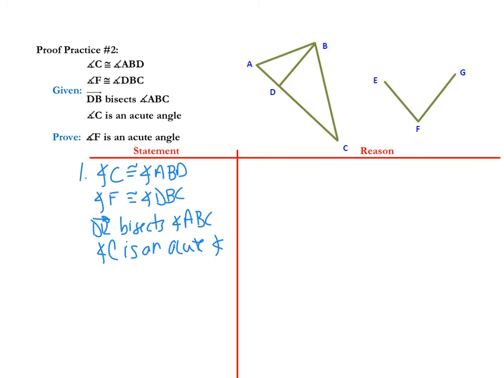Okay, so we know that angle C is congruent to angle ABD, and we know that angle F is congruent to angle DBC, and we know that DB bisects angle ABC. So we're going to start off right there because there's a piece of information that we can break down further. If angle ABC is bisected, then that means angle ABD is congruent to angle DBC.